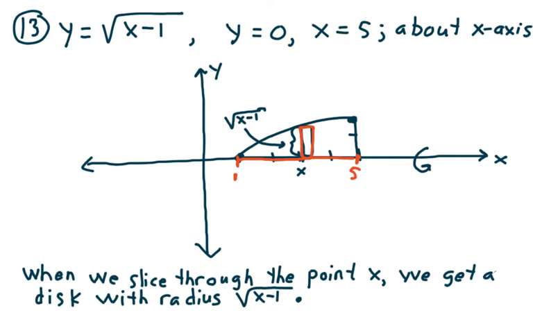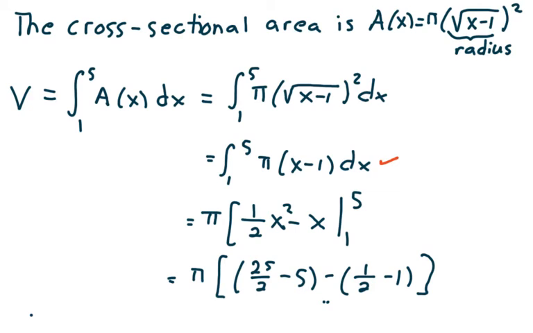If we take a look at 13, suppose we're given the curve y equals square root of x minus 1, the line y equals 0, and the line x equals 5. And we're going to rotate that region about the x-axis. Now, when we slice through the point x, we get a disk with radius square root of x minus 1, and the cross-sectional area is A of x equals pi times (square root of x minus 1) to the second.